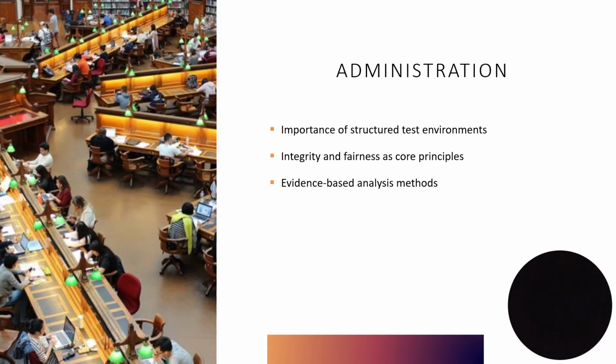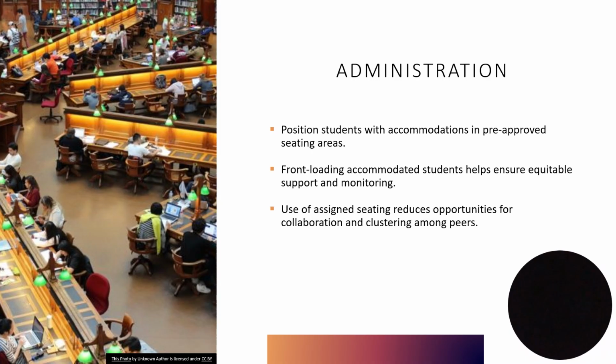Testing begins long before students open their exams. Proper seating arrangements help maintain fairness and security. Students should be seated in spaced rows, ideally in alternating patterns. This minimizes opportunities for answer copying and allows the proctor an unobstructed view. This seating strategy supports integrity principles outlined in academic testing standards.